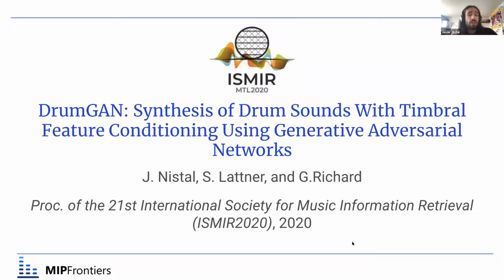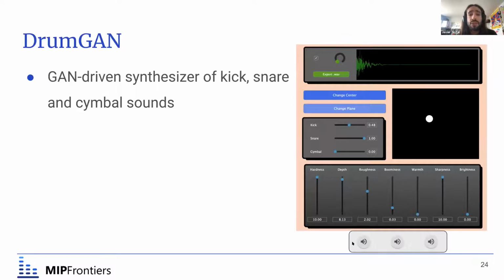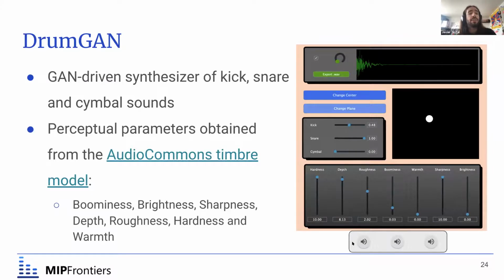So our second paper builds on top of this initial work, and it was published at ISMIR last year, and it's entitled DrumGAN: Synthesis of Drum Sounds with Timbral Feature Conditioning using Generative Adversarial Networks. So DrumGAN is an audio synthesizer of percussive sounds that can be controlled based on perceptual parameters such as boominess and other timbral features described in a European project called the Audio Commons. So this project released some publicly available perceptual models of timbre that provide continuous features for such sound properties.